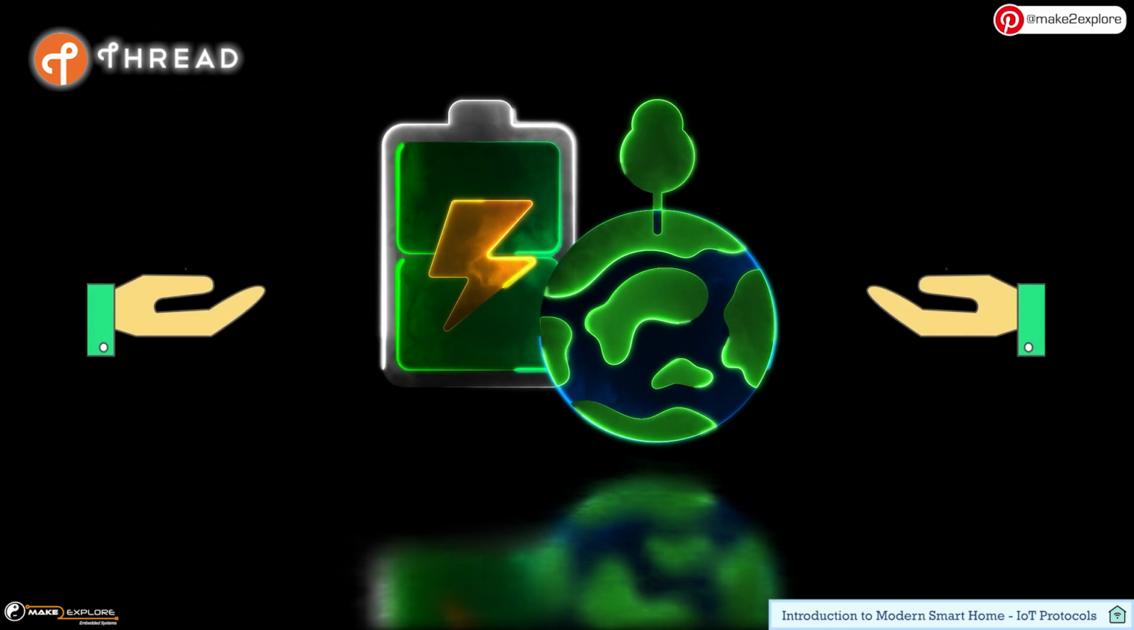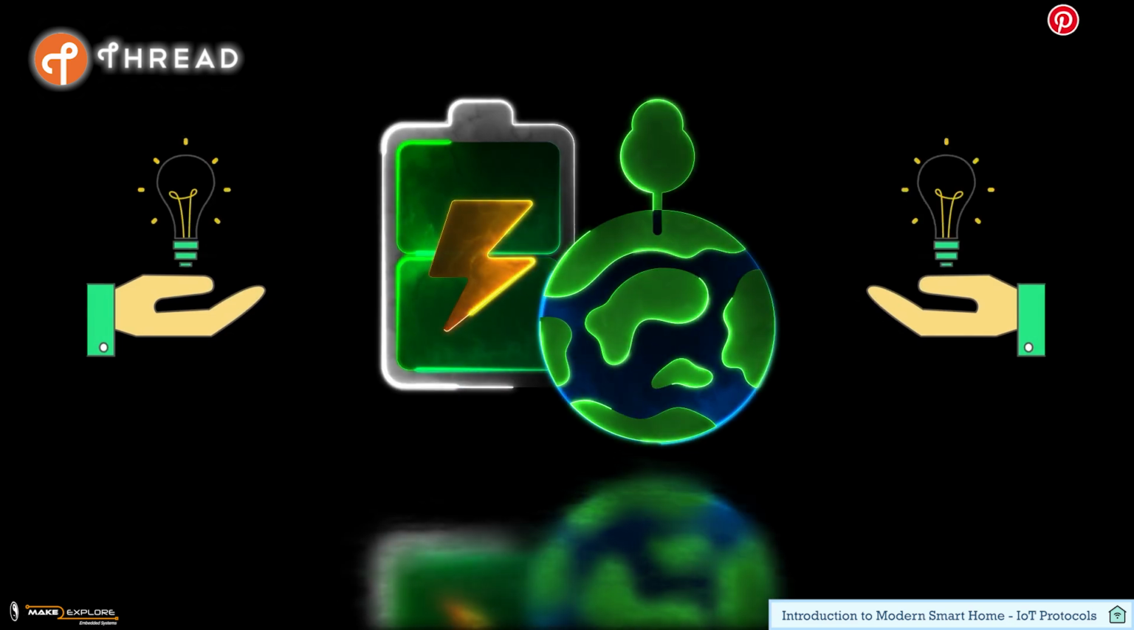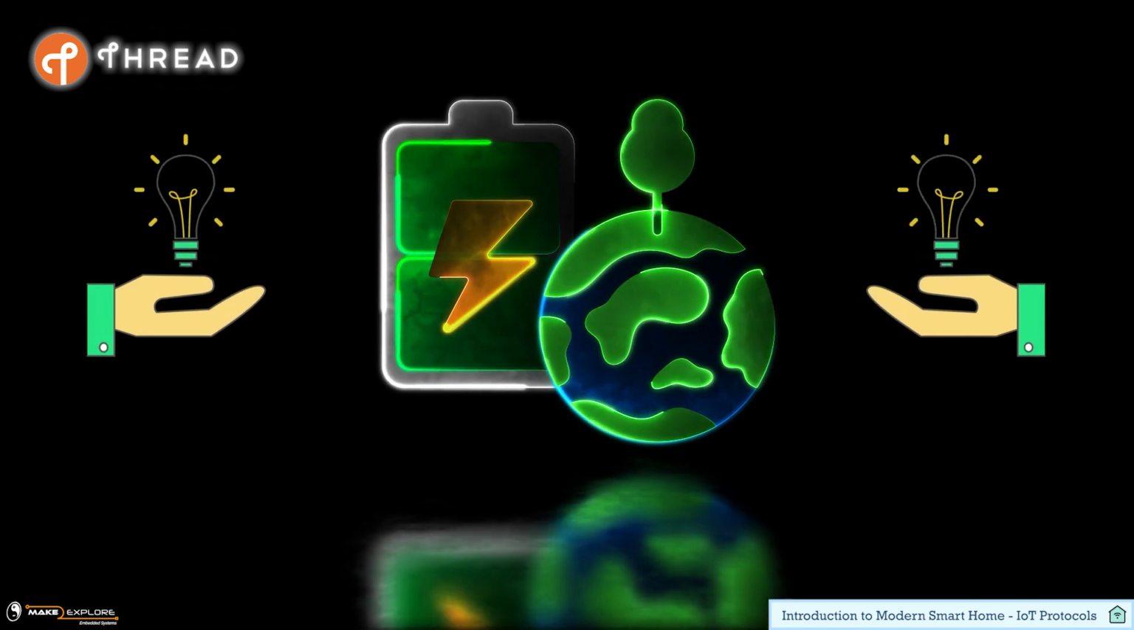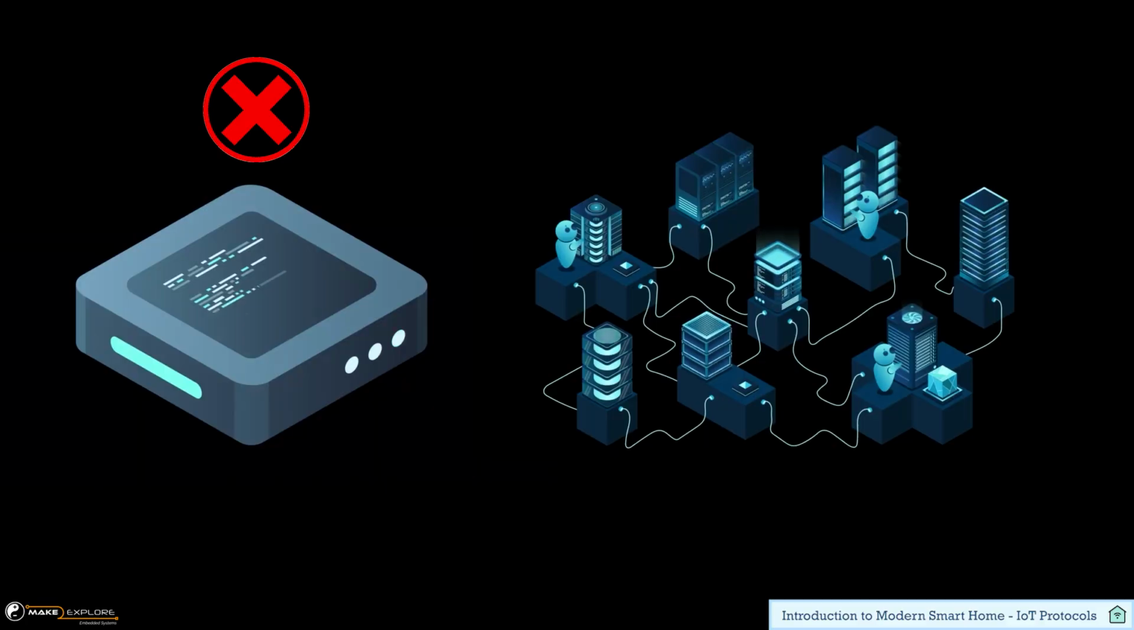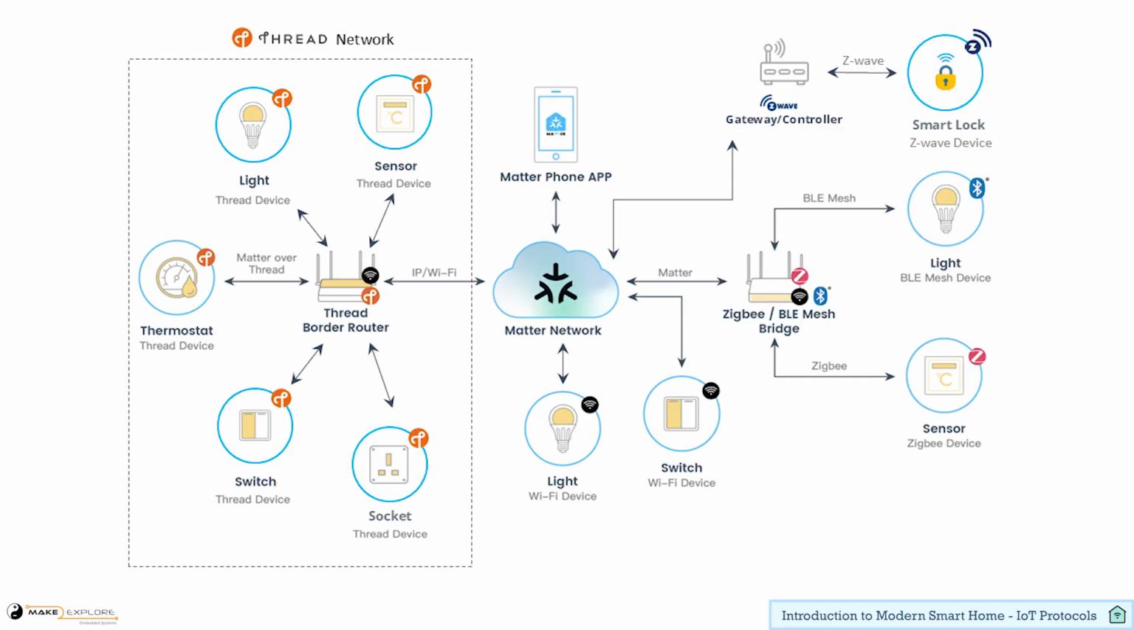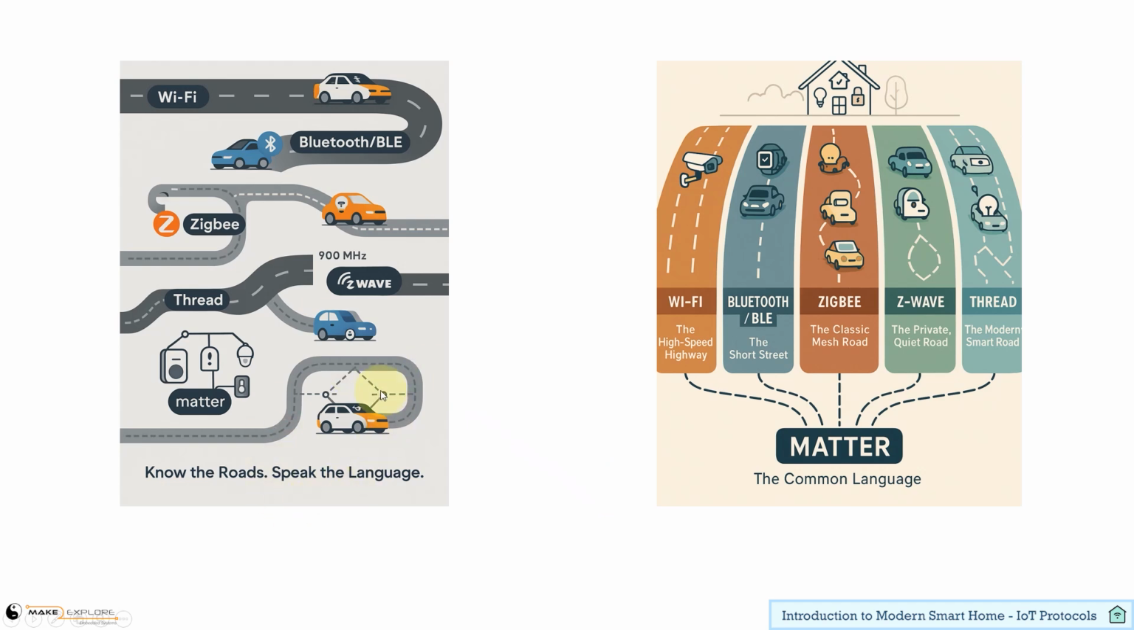Thread is ideal for battery-powered devices like sensors and remotes because it uses very little power and doesn't require a central hub, just a Thread border router to connect the mesh to the internet or other networks. So all these roads, Wi-Fi, Bluetooth, Thread, Zigbee, Z-Wave, handle the travel of data.